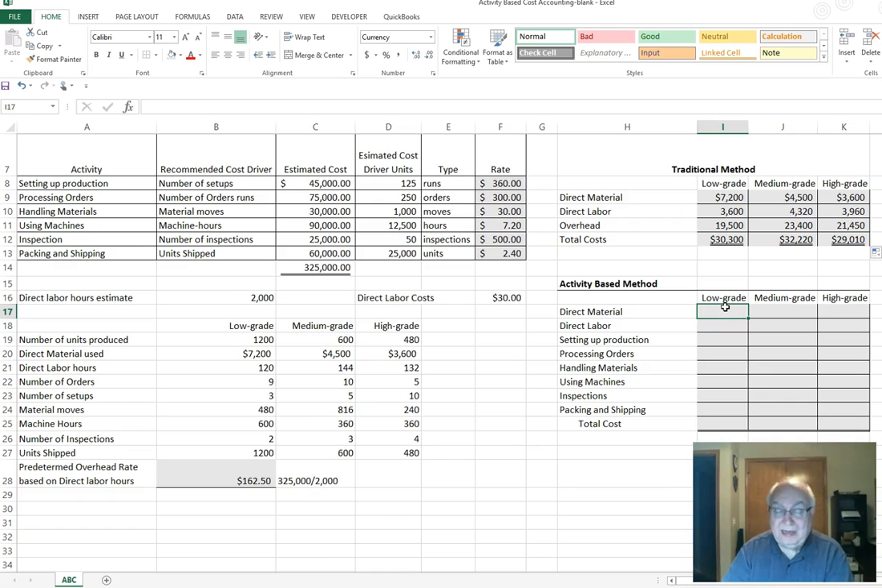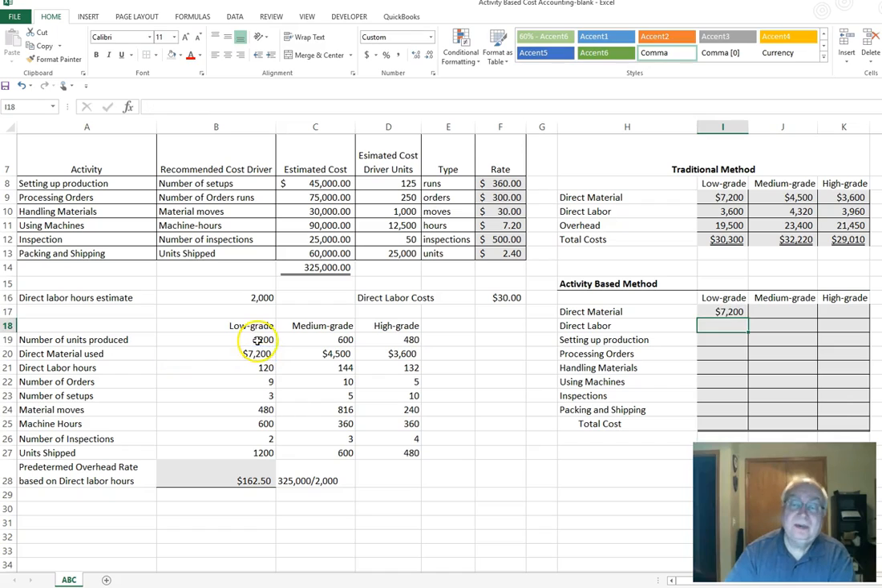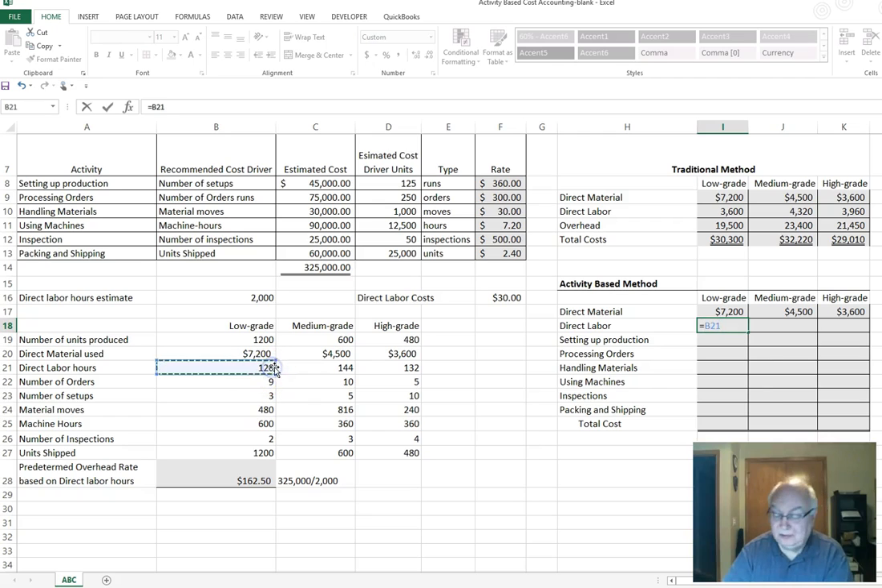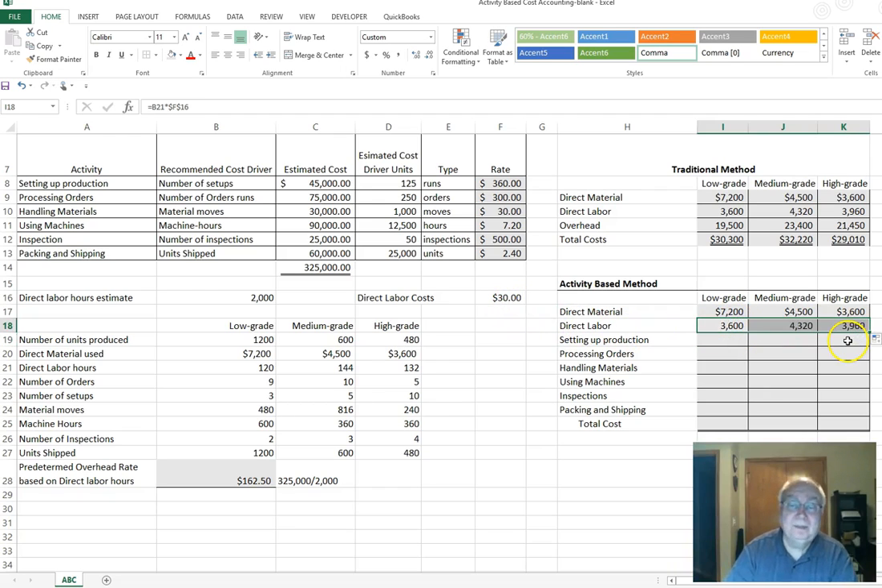Okay. Now under the activity-based costing system, well, this doesn't change. Remember I said the material is going to be the same, so it's the 720 all the way across. Well, the 4,500 and 3,600. Direct labor, that's going to be the same as up above. So it's the 120 times the 30. So that's going to be the same set of numbers that we had above. No biggie. Now, here's where the difference is. It's just a way of allocating overhead.